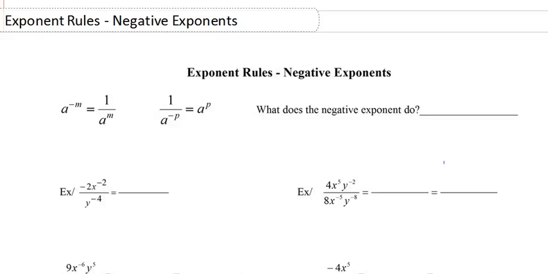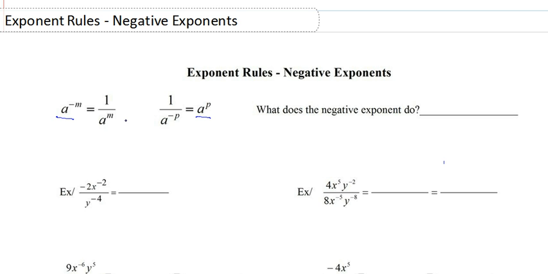Alright, so this is exponent rules with negatives. If you look at this one right over here, you have a to the negative m, and it becomes this. And you have this one, it becomes this. Well, I'll give you a little hint. We're trying to decide why that happens. And what I did is I drew a little division line, so you can see the division line here and division line here. And you may be thinking, oh, it flips. It's not that. It's not flipping.